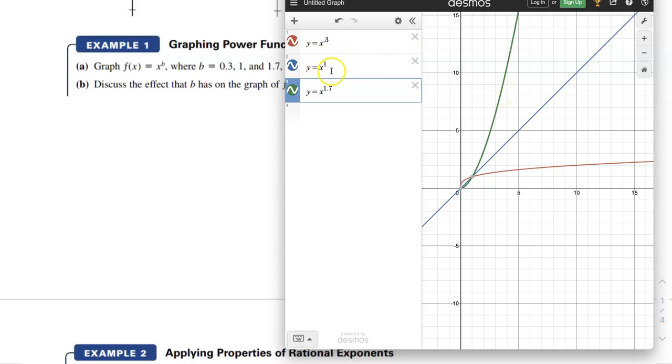So you can see what b does. The higher the b is, the faster it grows. The lower the b is, the slower it grows. You kind of see that when it's a higher b, it kind of curves up. When it's a low b, it kind of curves to the right. Okay, let's move on.